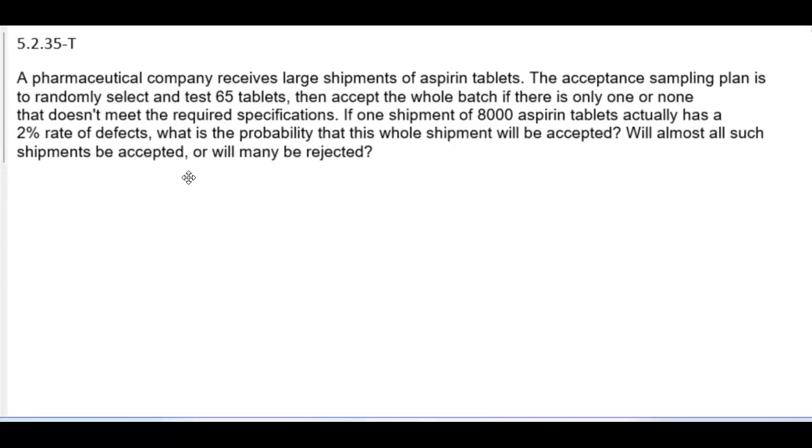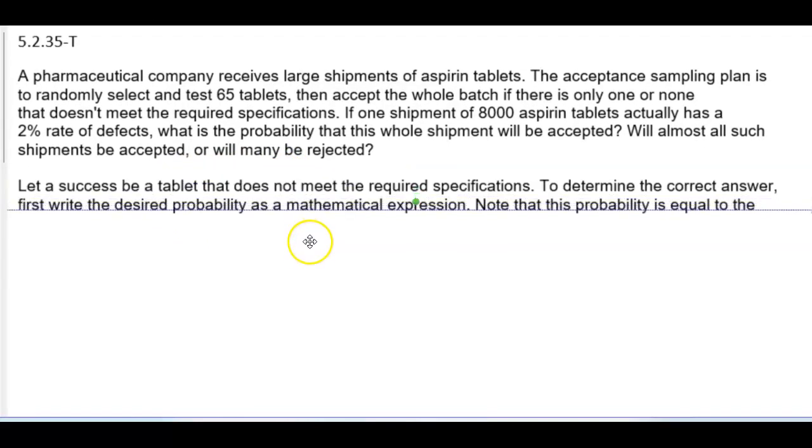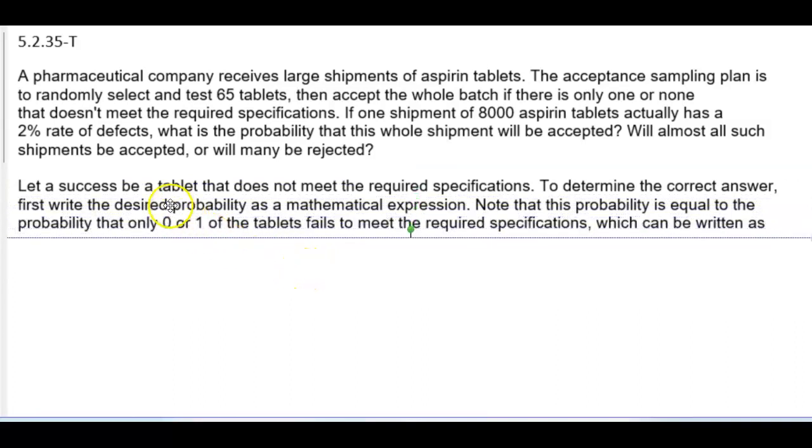If one shipment of 8,000 aspirin tablets actually has a 2% rate of defects, what is the probability that this whole shipment will be accepted? Will almost all such shipments be accepted, or will many be rejected? So, let a success be a tablet that does not meet the required specifications.